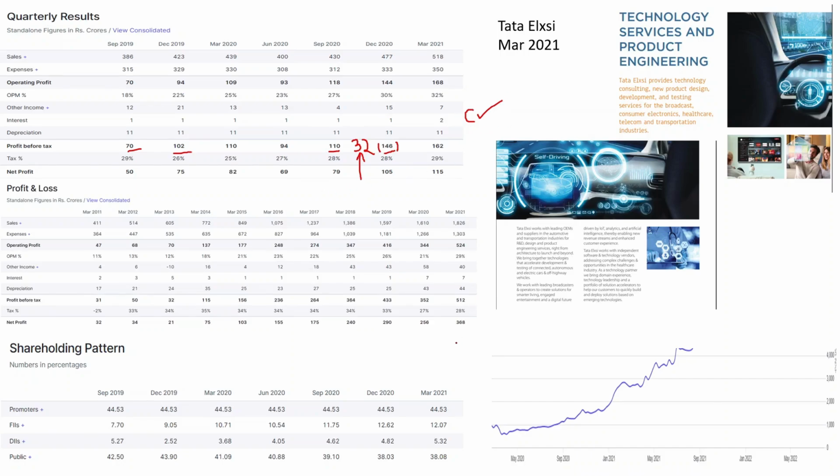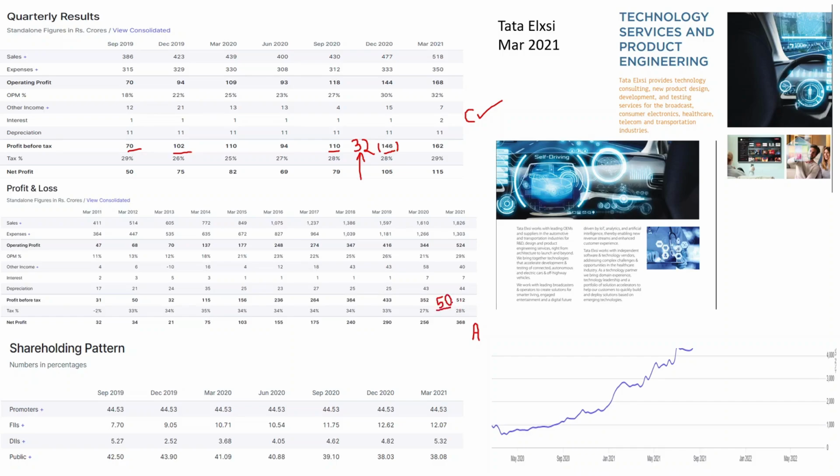Then let's go to the next one, which is A. That's the annual earnings growth. Over here also we are looking for a big number to get us interested in the stock. Looking at the March 2021 results, you can clearly see that this is a massive jump of about 50%.